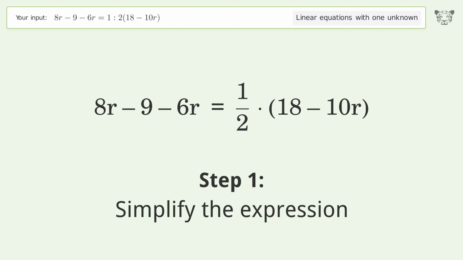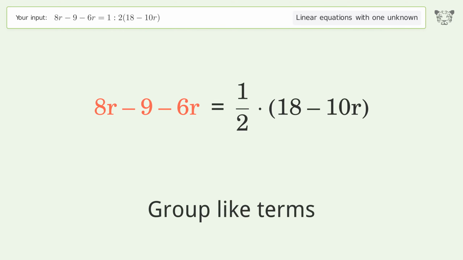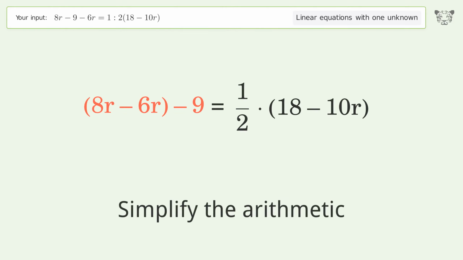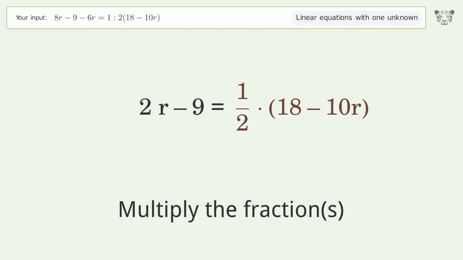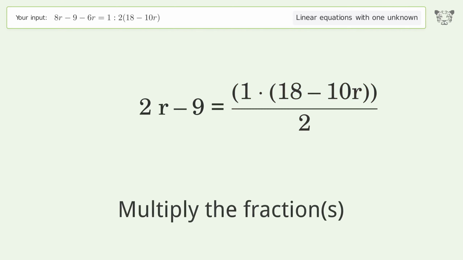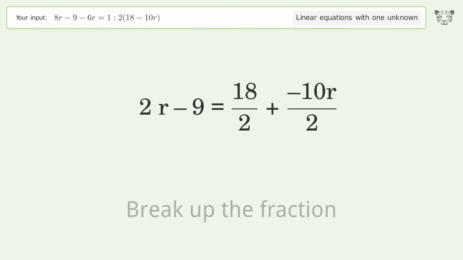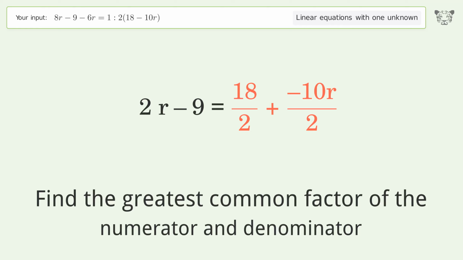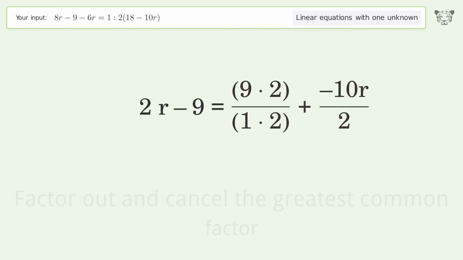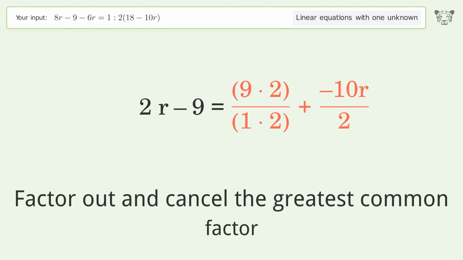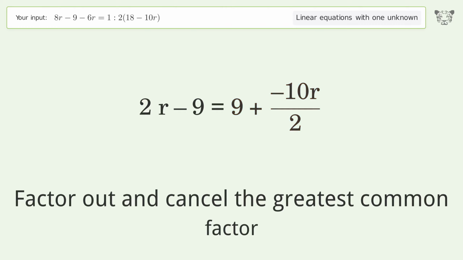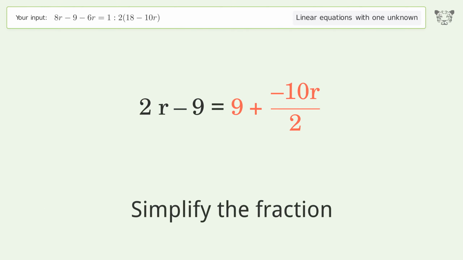Simplify the expression. Group like terms. Simplify the arithmetic. Multiply the fractions. Break up the fraction. Find the greatest common factor of the numerator and denominator. Factor out and cancel the greatest common factor. Simplify the fraction.